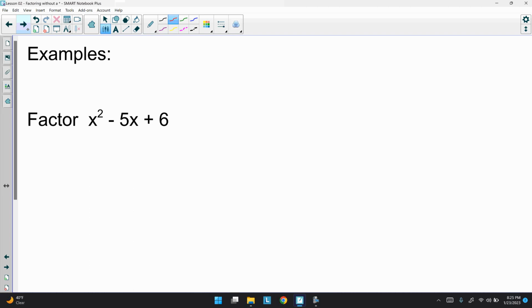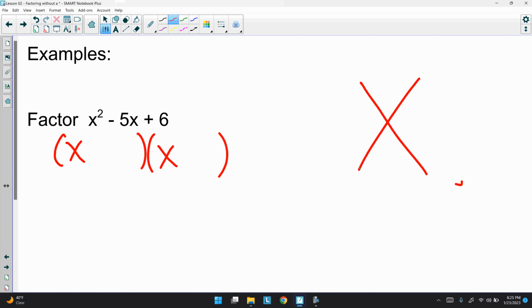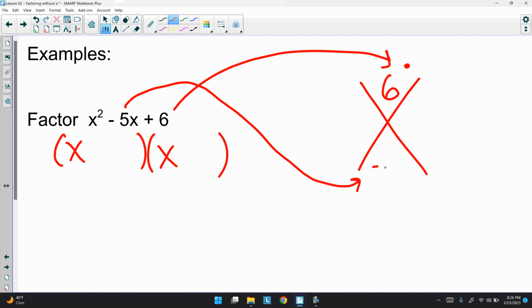So, start off with the parentheses. Our variables are X. And then we're going to play the big X game. Now, in class, we already had this kind of practice, but I want this video to be short and to the point. So, we are going to put the 6 on top. Remember, that's being multiplied. And the -5 on the bottom. Again, we're looking for two numbers that add to get -5 and two numbers that multiply to get 6.